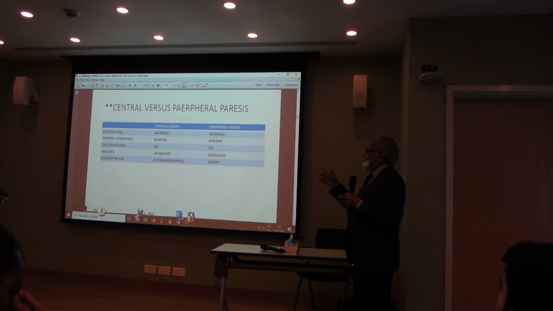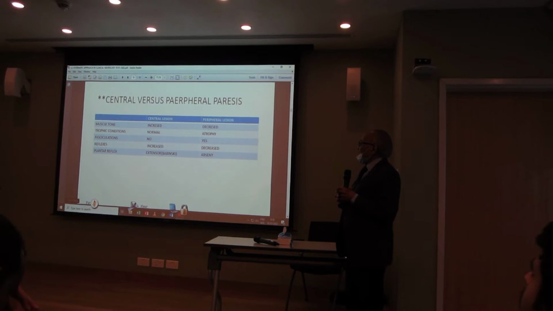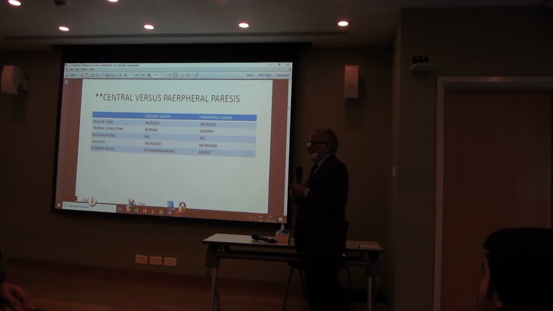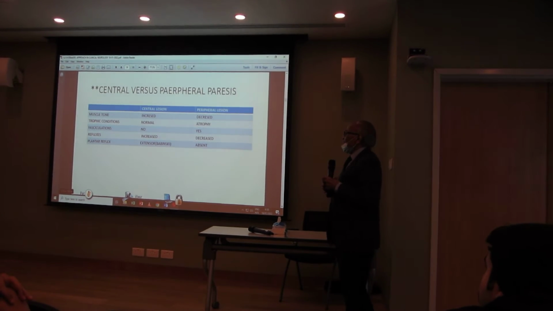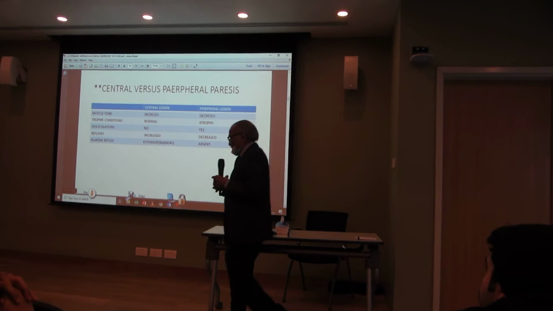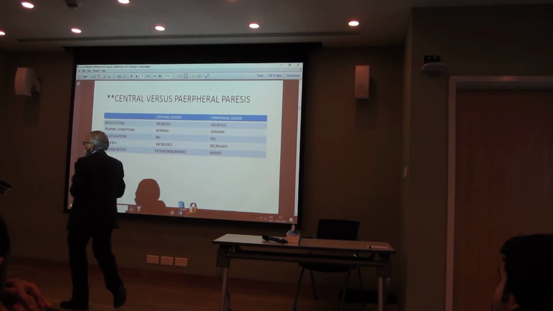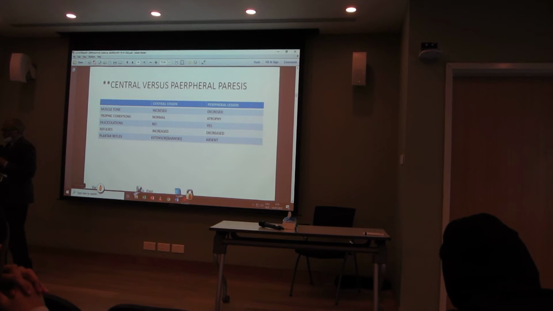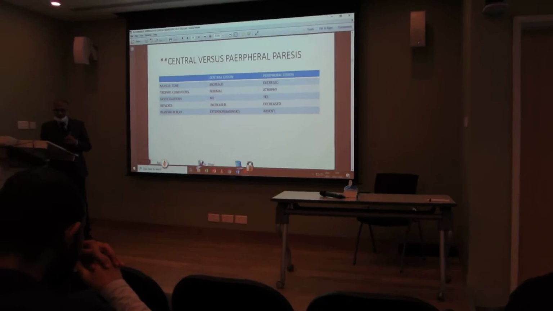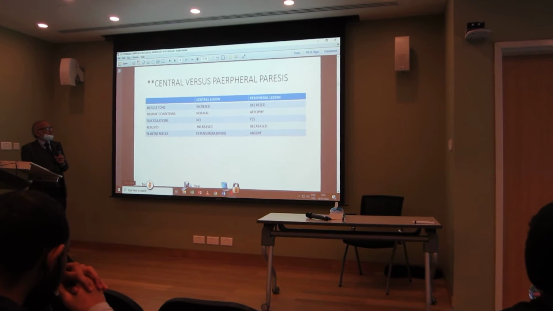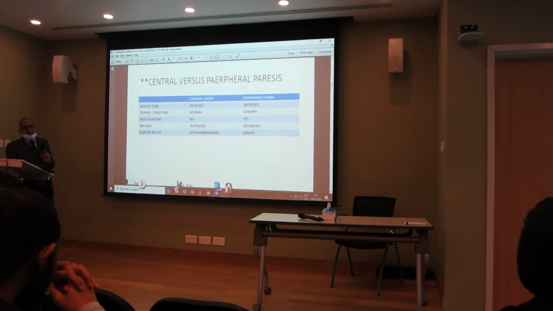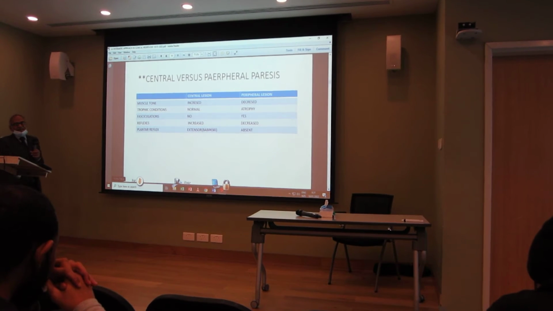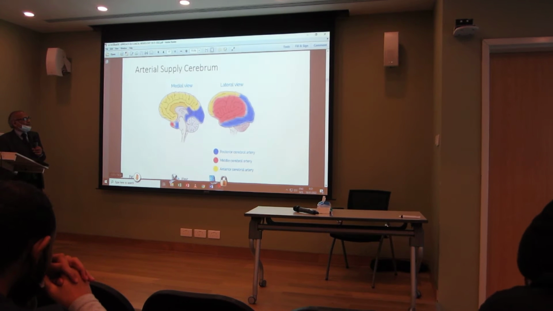Fasciculations: no, yes. Reflexes: increased, decreased. Then the plantar reflex, a very important sign. We have got extension, which we call a Babinski's sign. So a simple comparison of these 5 functions can differentiate between a central lesion and a peripheral lesion.